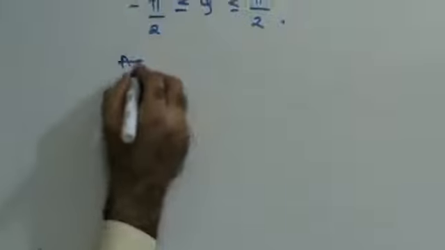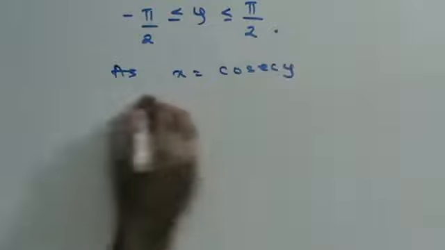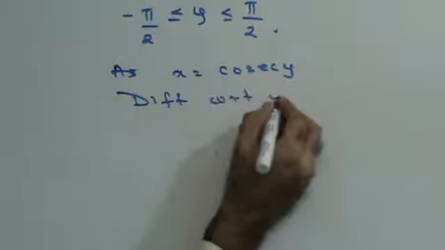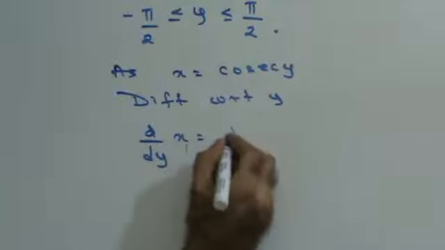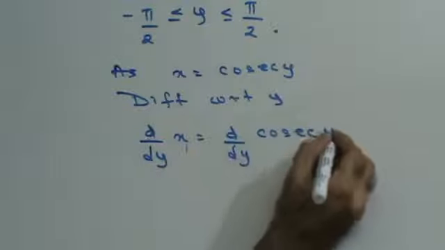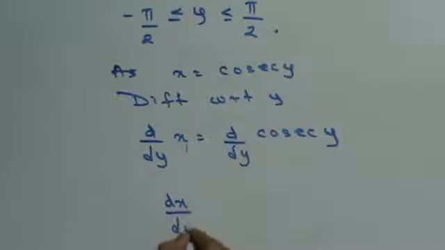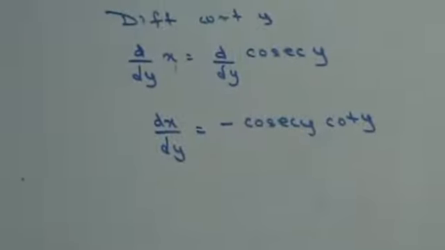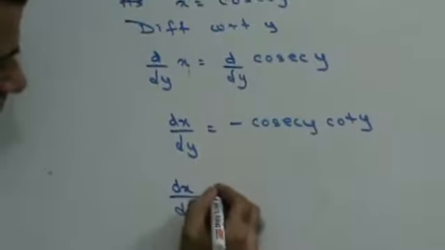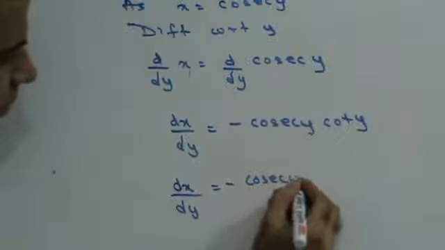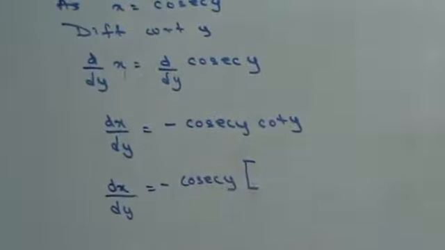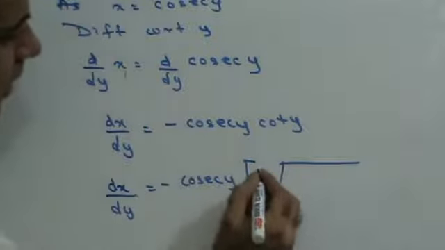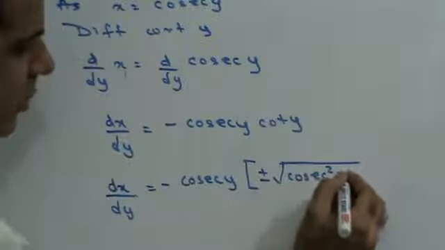Now, as x is equal to cosec y, differentiate with respect to y. So you will get d by dy of x is d by dy of cosec y. So you will get dx by dy. d by dy of cosec y is minus cosec y cot y. This can be written as dx by dy is minus cosec y into, now we have an identity which says that cosec square theta is nothing but 1 plus cot square theta. Therefore, cot theta can be written as plus minus square root of cosec square y minus 1.